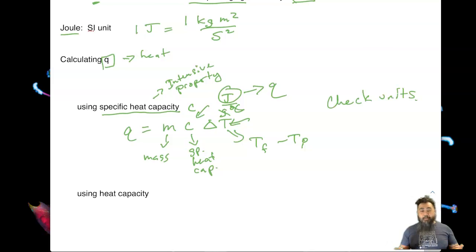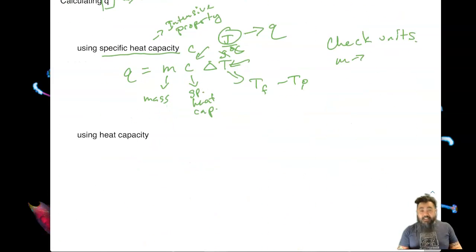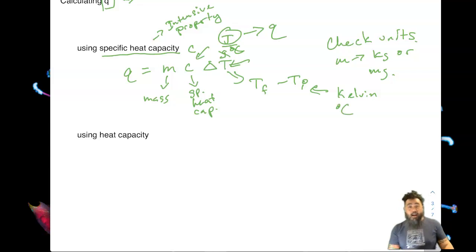One thing that comes up quite a bit is that your mass may be in some other unit, like kilograms or milligrams, and then you'll have to convert it based on whatever your value of lowercase c is. Same thing for temperature. It's most common to use Kelvin, but since we're taking a difference in temperature, degrees Celsius also works quite well for these kinds of calculations.